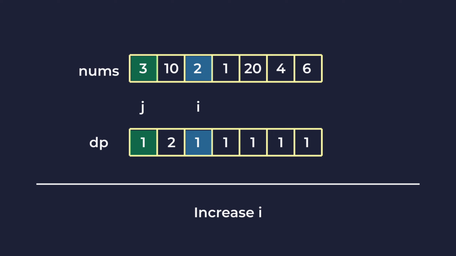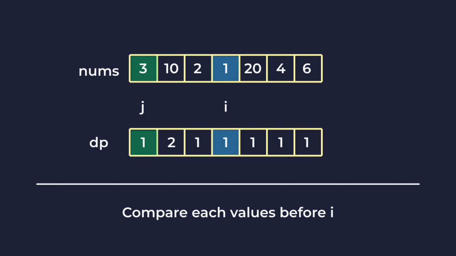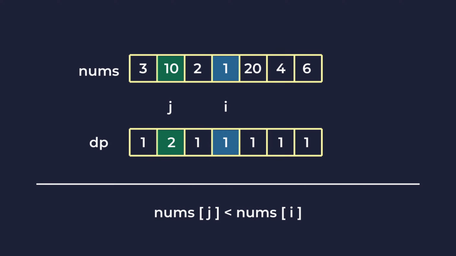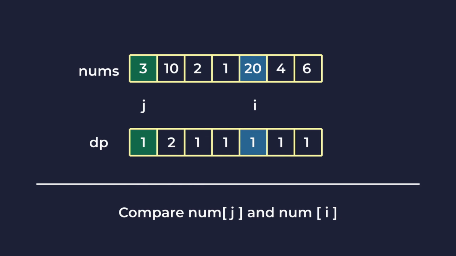Now move i to index 2 and start comparing again. None of the values before index 2 are smaller, so we cannot extend the subsequence. Increase i to index 3 and compare again, but none of the values are smaller than the current num's i value, so we cannot extend. Now increase i to index 4 and start comparing.